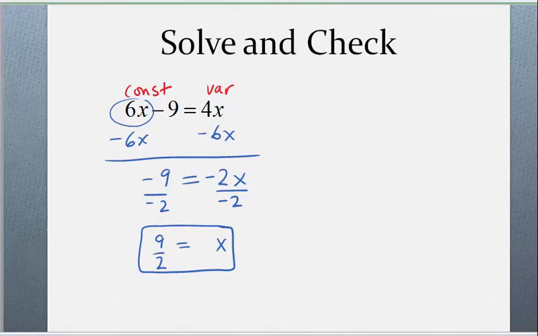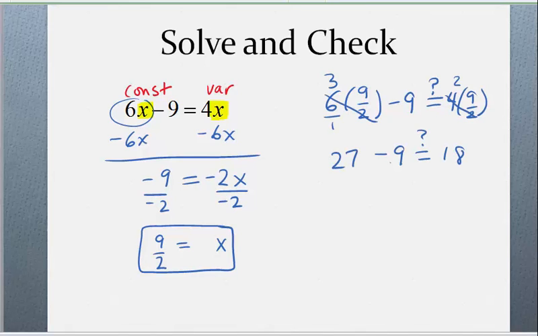And if you want to check it, 6 times 9/2 minus 9, does that equal 4 times 9/2? Again, so is 27 minus 9 18? I think so. Those check. So my solution is 9/2. That's the first review of solving linear equations.